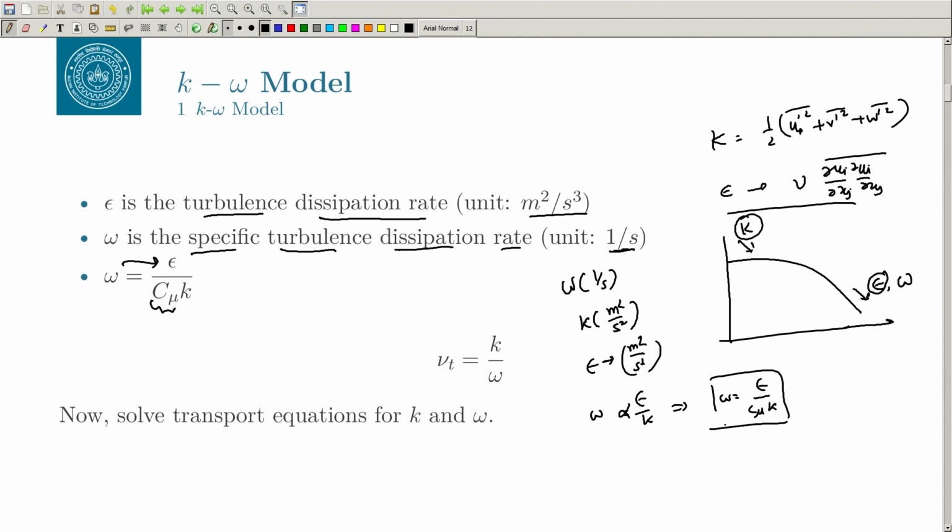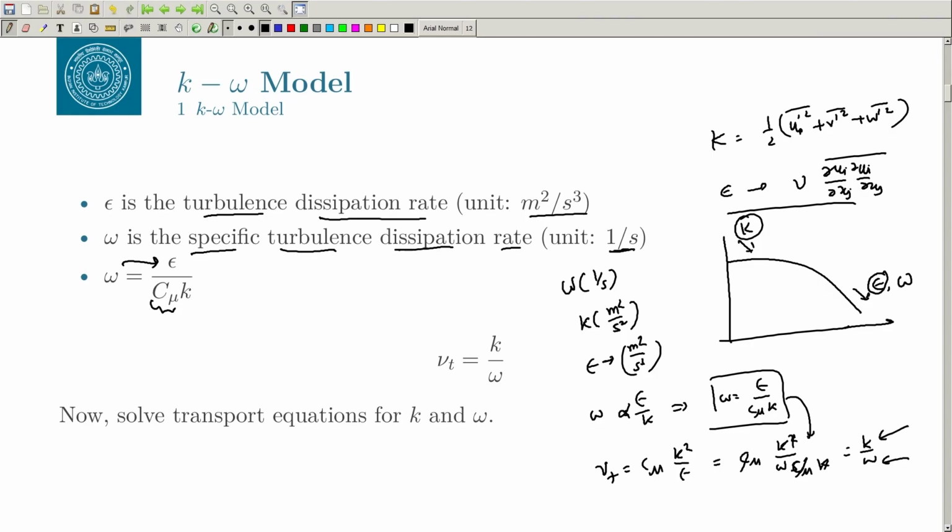And if you go to the definition of nu t, which is c mu k square by epsilon earlier, you put the value of epsilon from here: omega is epsilon by c mu k. So, the c mu gets cancelled out and this becomes k by omega. Now our task is to find a transport equation for omega.